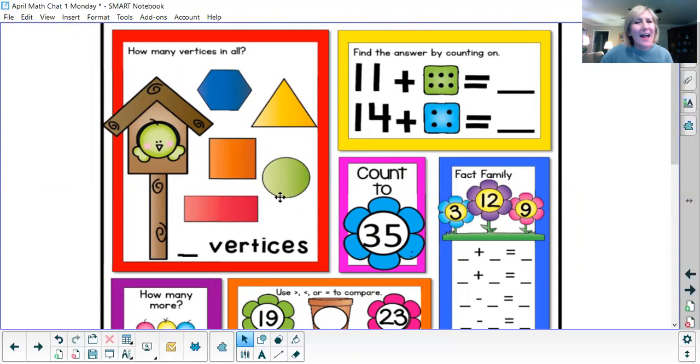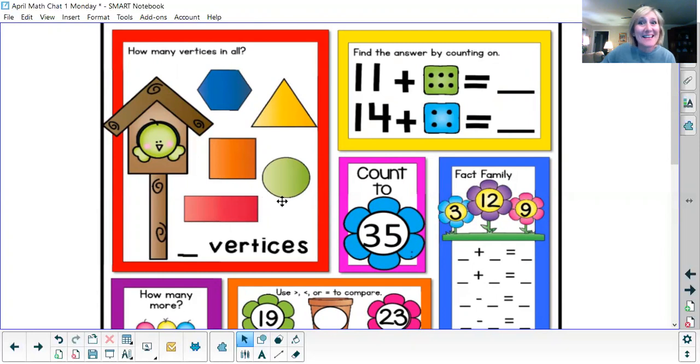Now, this shape, I know you know, it is a circle. You will notice a circle doesn't have any sides. It just has one big curved edge that goes all around. Sides are straight lines. So if a circle has one big curved edge, does it have any vertices? I wonder.